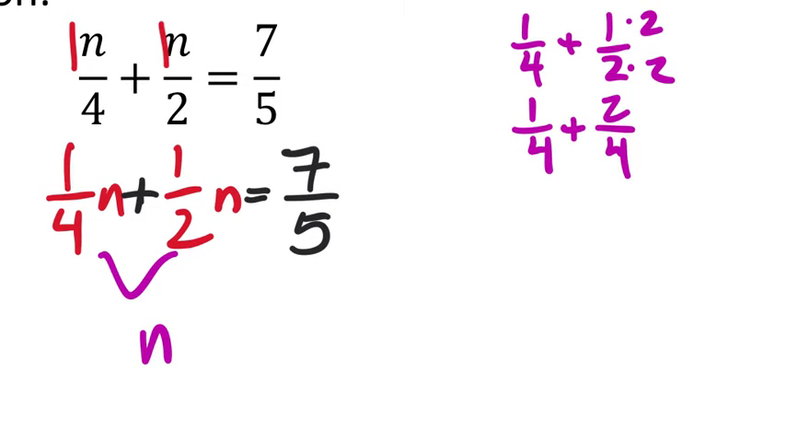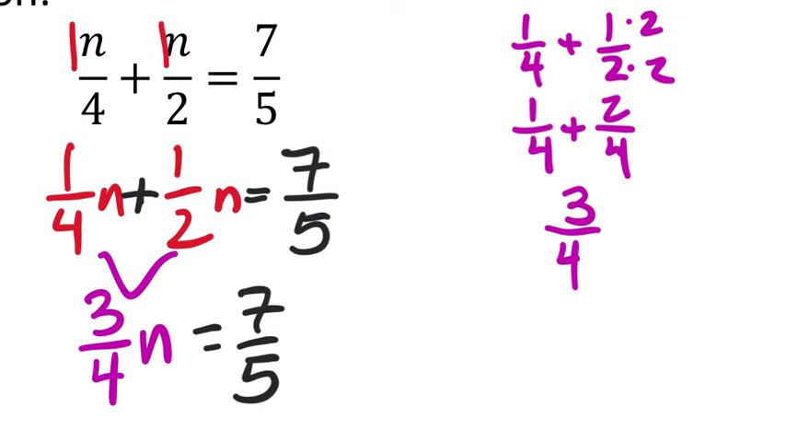So now I have 1/4 plus 2/4, which has the exact same value as 1/2, but now I have forced the denominator to do what I want it to do, not the other way around, right? So how many fourths is this? 1/4 and 2/4? That's 3/4, which means I now have 3/4 n. It still equals 7/5.